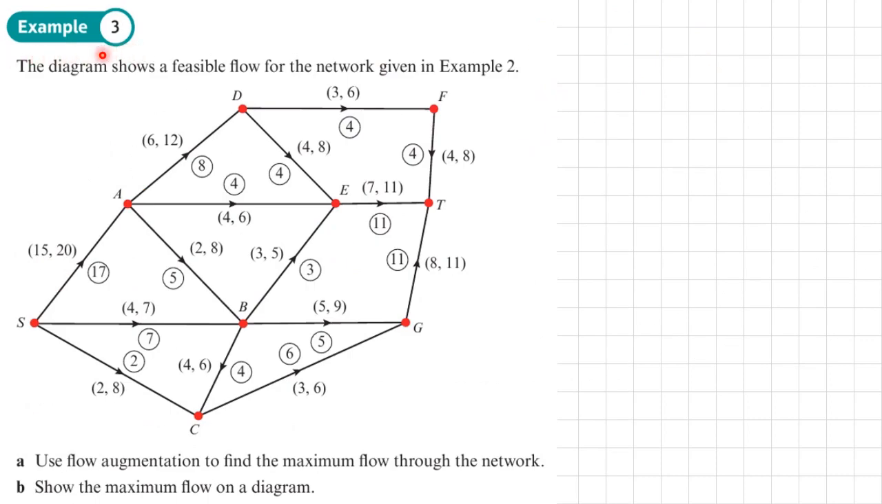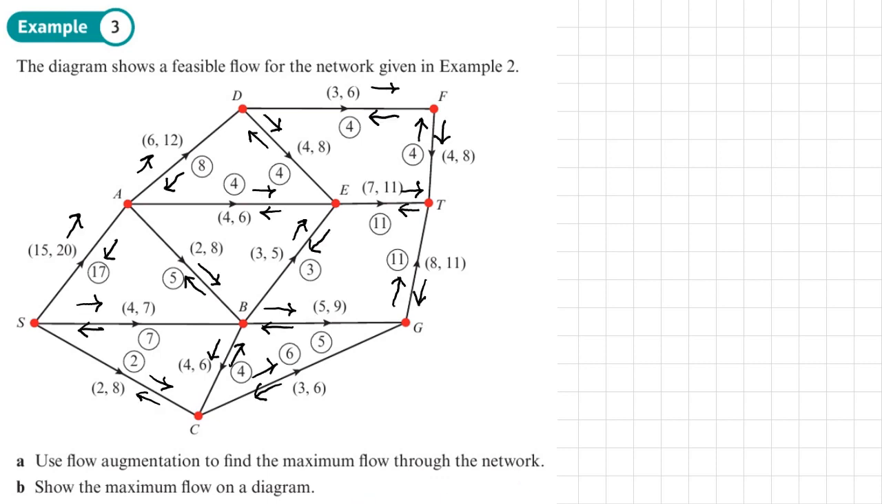Example 3. The diagram shows a feasible flow for the network given in example 2. So that's the example we've previously worked out. What we need to do in part A is use flow augmentation to find a maximum flow through the network. Right, so we start with a labeling procedure, which is going to show by how much I can increase the flow through each arc and how much I can decrease the flow through each arc.